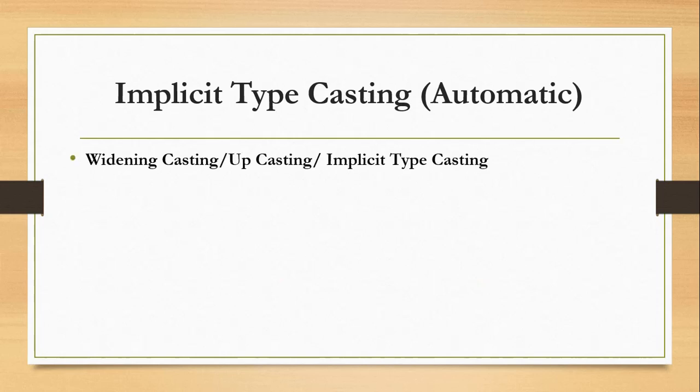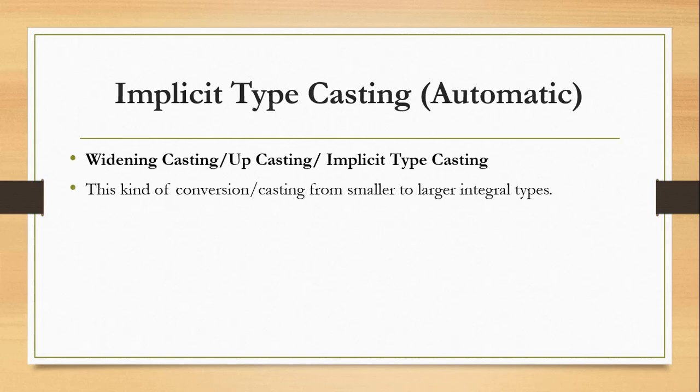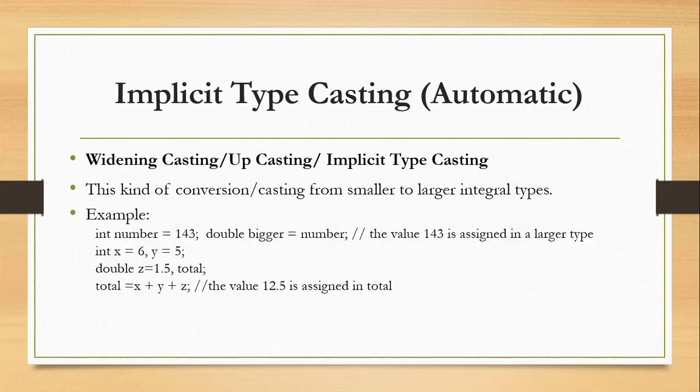Automatic typecasting is also called widening casting, upcasting, or implicit typecasting. This kind of conversion or casting is from a smaller to a larger integral type. Example: int number = 143 and double bigger = number. The number is being assigned to bigger. Bigger is double. Therefore, 143 is promoted to double.